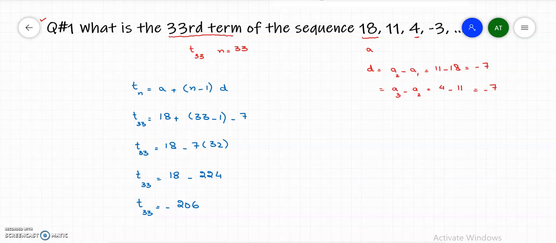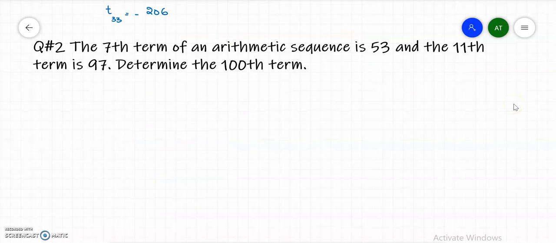Let's do another example. Okay, in the second question, the 7th term of the sequence we have been given is 53. So it means T7 is equal to 53, that is given to us. And the 11th term is 97. It means T11 is equal to 97. Determine the 100th term. We need to find T100.